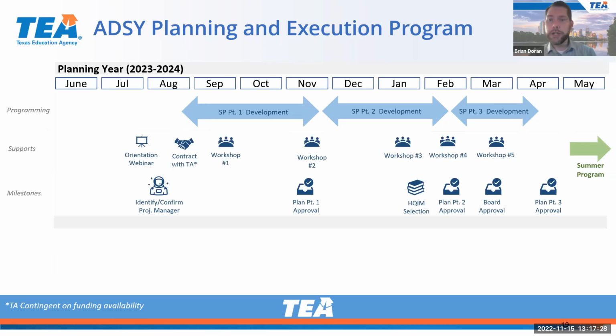there yet. A series of learning community workshops over the course of that planning year. And then really the brunt of the programming is really developing that strategic plan. So SP there stands for strategic plan in 3 parts over the course of that year.